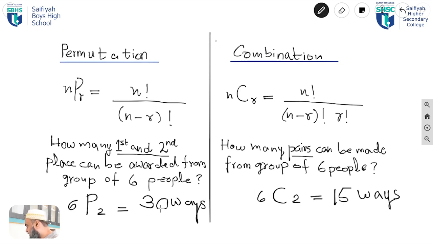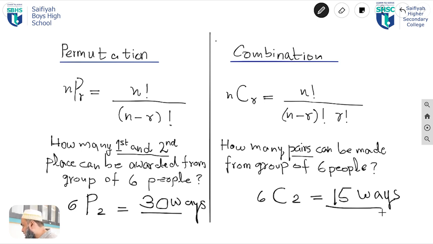Now let's find out 6C2. Let's see what the scientific calculator tells us about 6C2. This is the formula for combination. We need to find out how many ways a pair can be made in a group of 6 people. Okay, the answer is coming out to be 15. As you can see, the answer here is 15.